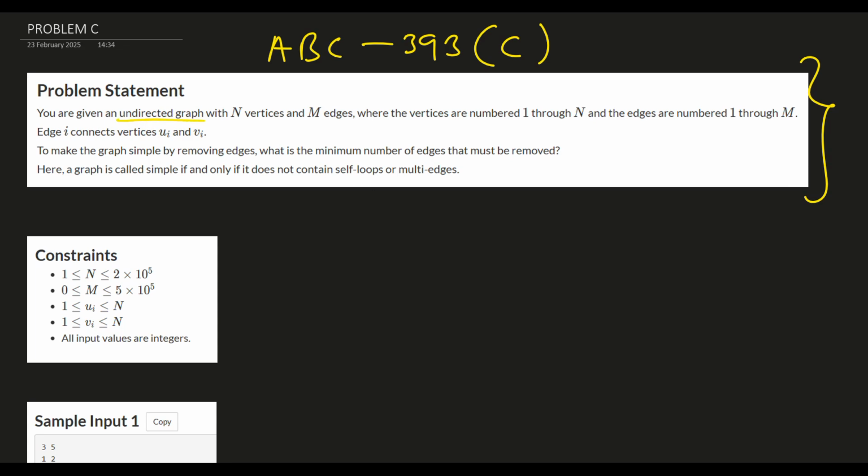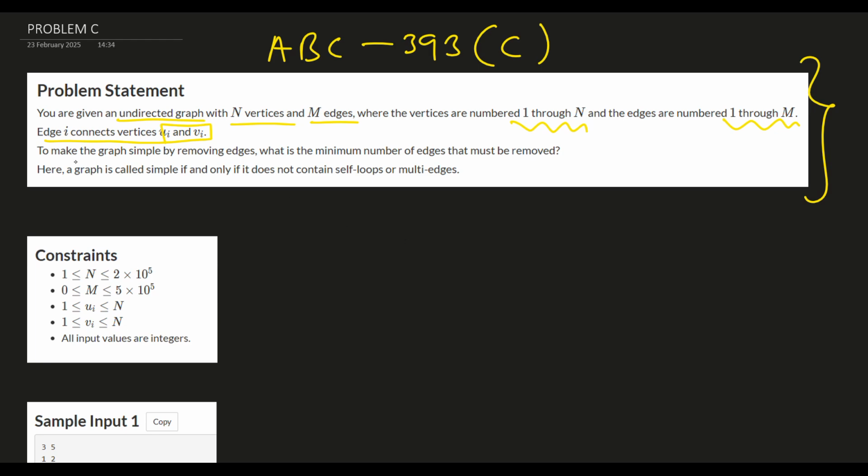So we are given an undirected graph with N vertices and M edges, and every vertex is numbered from 1 to N and the edges are numbered from 1 to M. Now, edge i connects the vertices u and v. So it is an undirected graph with vertex u connecting to vertex v. Alright, so it's an undirected graph.